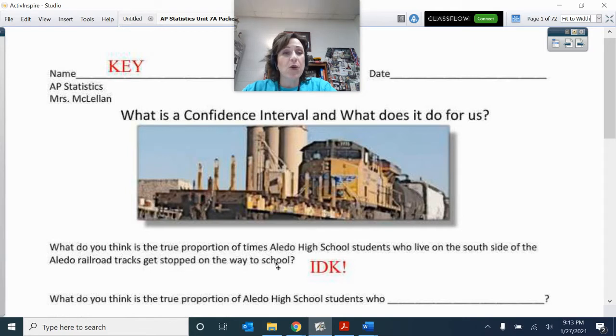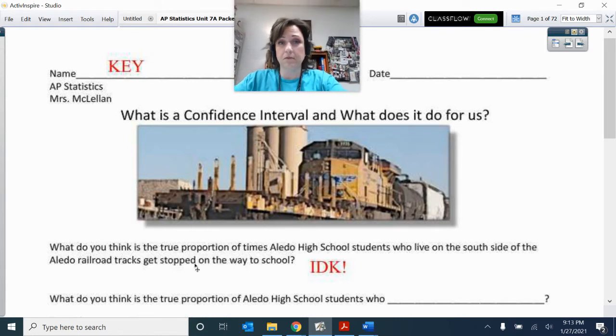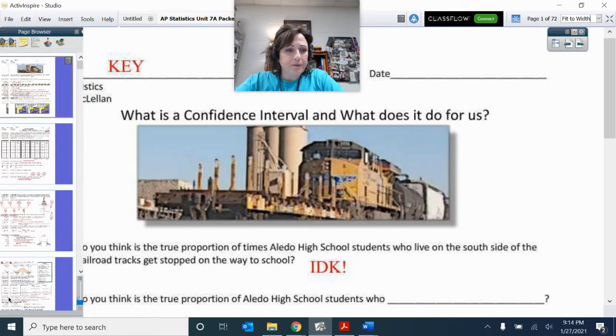Here's the train. So do you know the true proportion of times that Aledo High School students who live on the south side of the Aledo railroad tracks get stopped on the way to school? I have no idea. How could we possibly really know what that is for the whole, I mean, the true overall whole population amount? Okay, that's where we're headed with this.